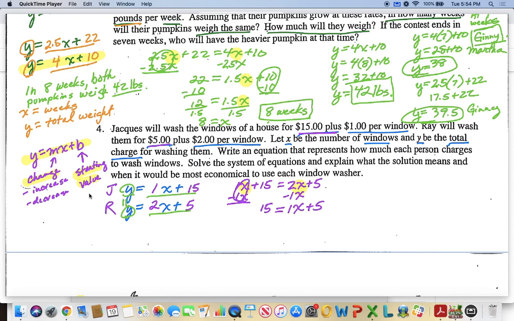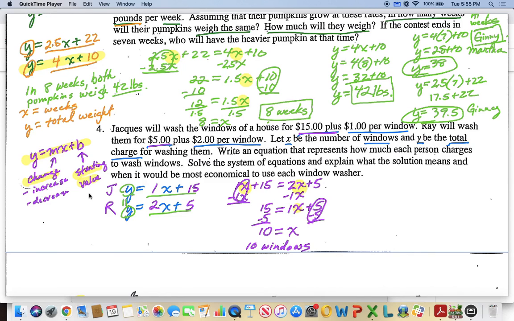Now we are going to continue isolating this x. So we're going to subtract 5 from both sides and zero out that 5. All we have left on this side is 1x, which I can just write as plain old x. And on the left-hand side, 15 minus 5 is 10. So now we know that x is equal to 10. And so that is 10 windows.